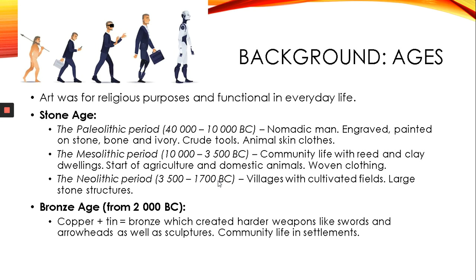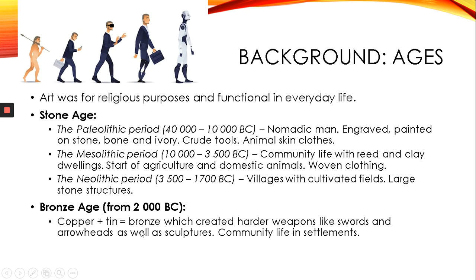And lastly, the Bronze Age. So this is from 2000 BC. So you can see that there would be some overlap between the Neolithic period and the Bronze Age. So what would happen is that they would start finding that copper, which they could find in the earth, and tin, which they could find in the earth, if they mixed them together.